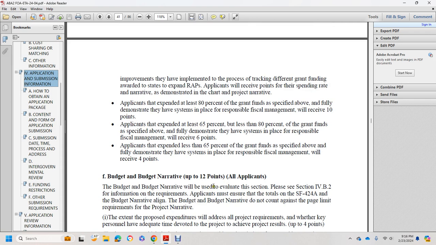Budget and budget narrative, up to 12 points. The applicant's budget narrative will be used to evaluate this section. Please see section 4B2 for information on the requirements, including that the totals on standard form 424A and the budget narrative align. Budget and budget narrative do not count against the page limit.